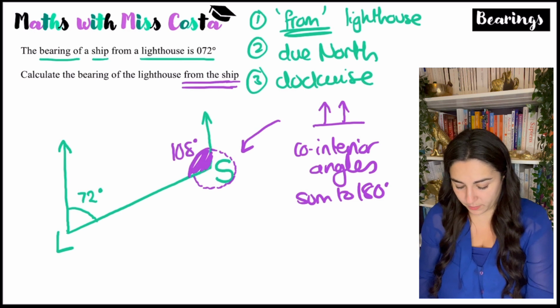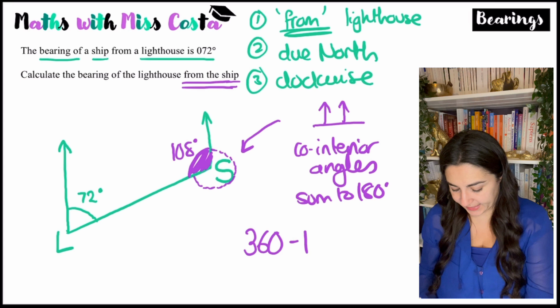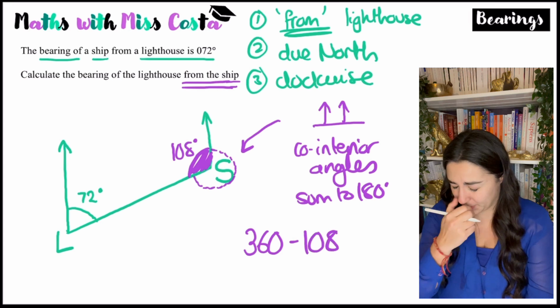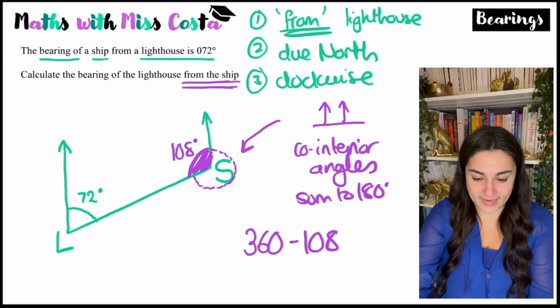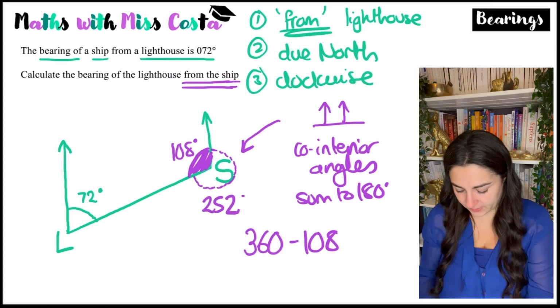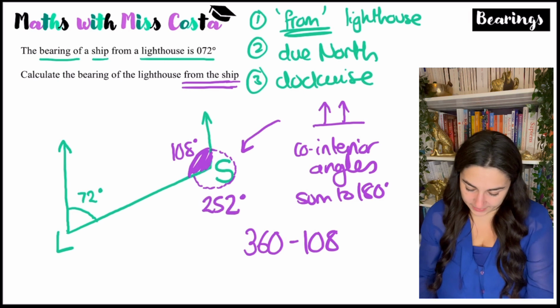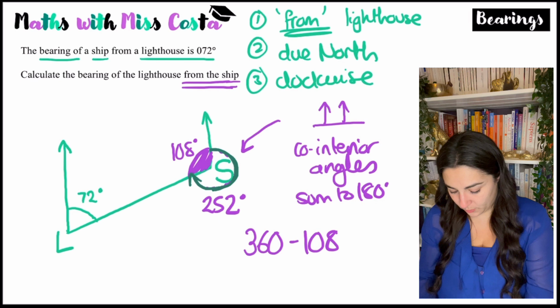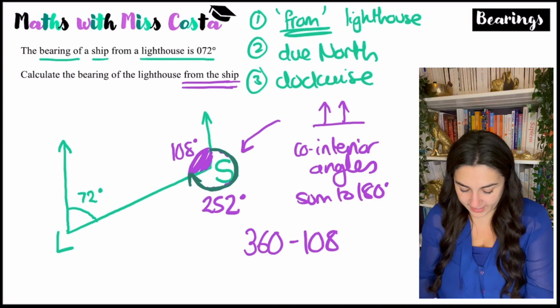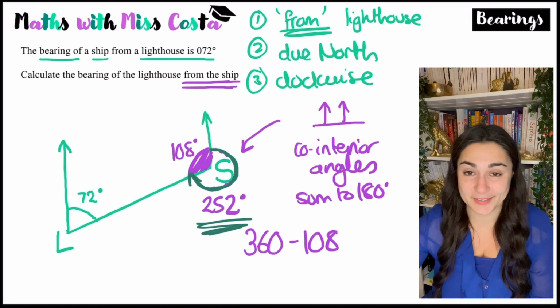And over here I've got a point. So I know the angles at a point sum to 360. So I could just do 360 take 108 to figure out that angle there. 360 take away 108 is 252 degrees. So that's this angle here, which is the bearing of the lighthouse from the ship. So this is the ship. I start from due north, go all the way around until I reach a line, and that is the bearing. So 252 degrees.